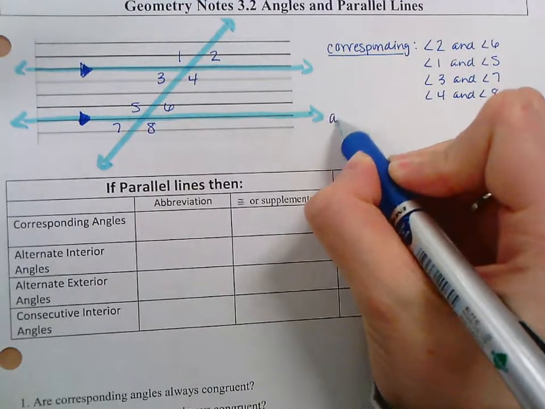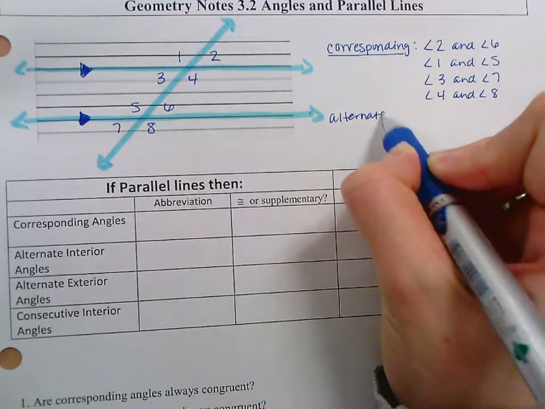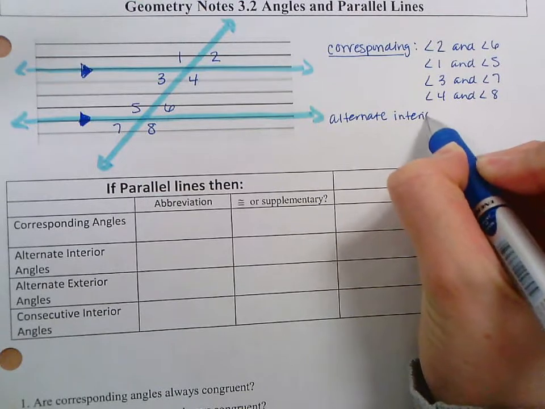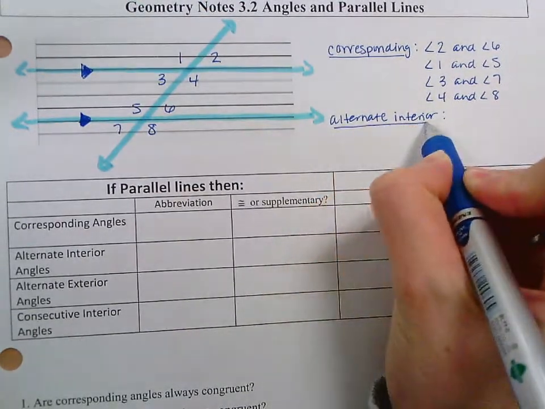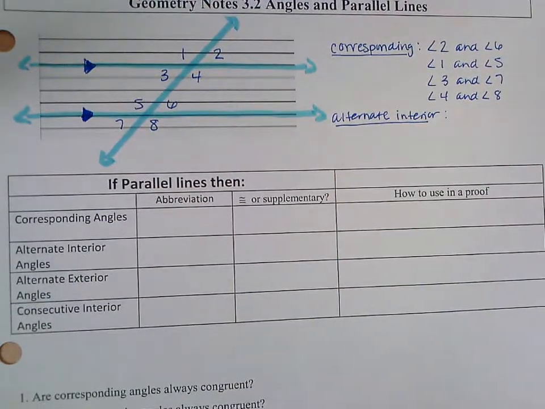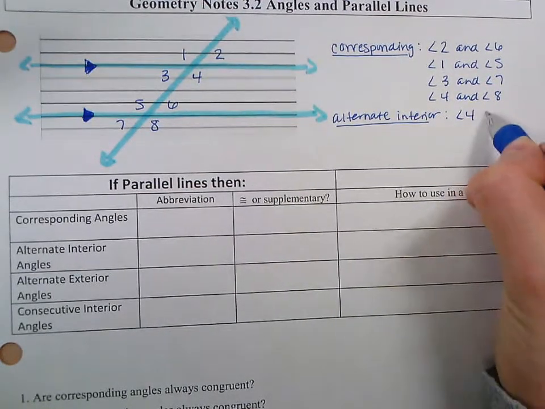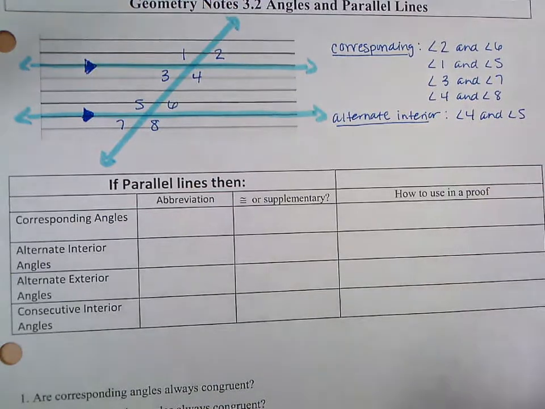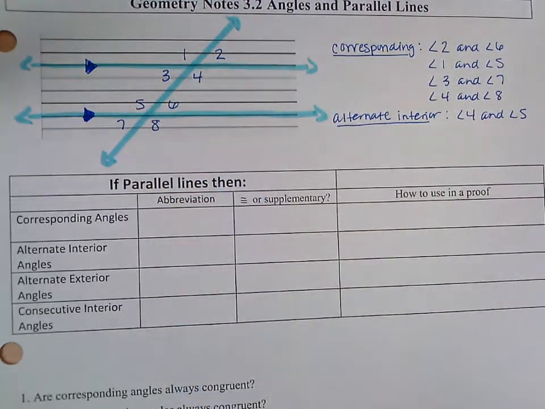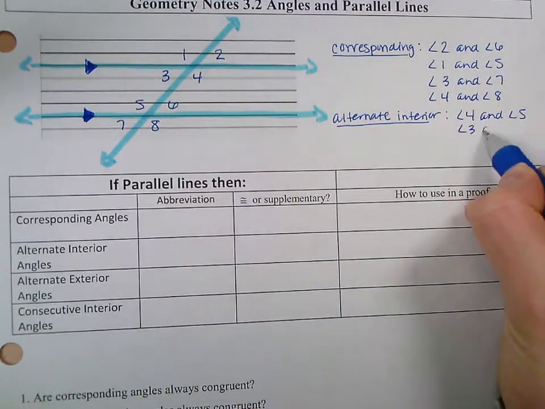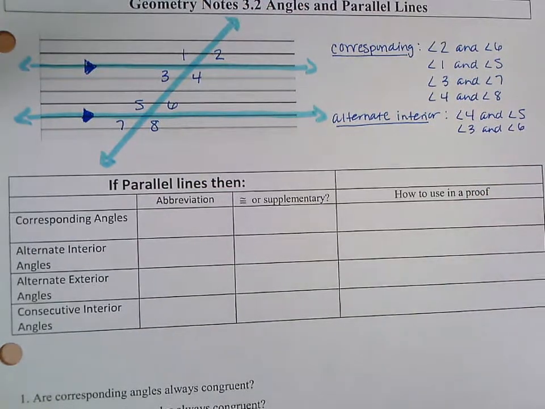So what about alternate interior? Can somebody give me a pair of angles that are alternate interior angles? Jocelyn? 4 and 5. Okay, and that's just one. There's only one other pair. What's the other pair then? Angela? 3 and 6. So I'll list both because there's only 2 pairs.